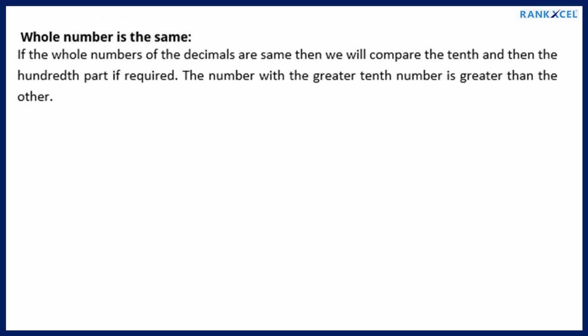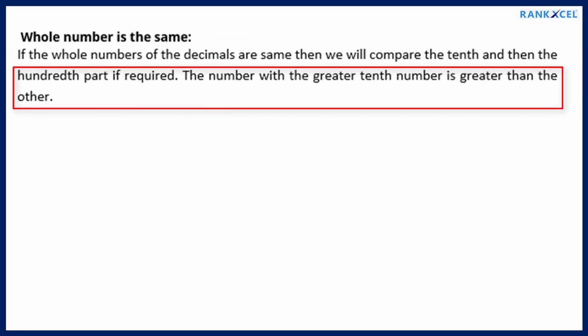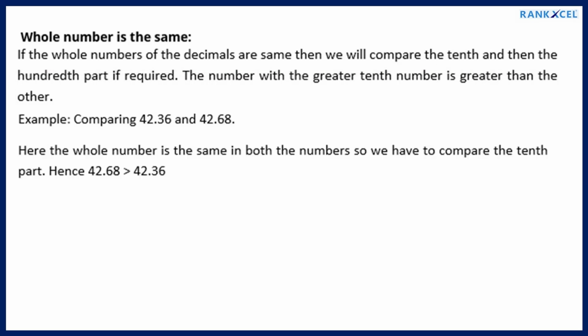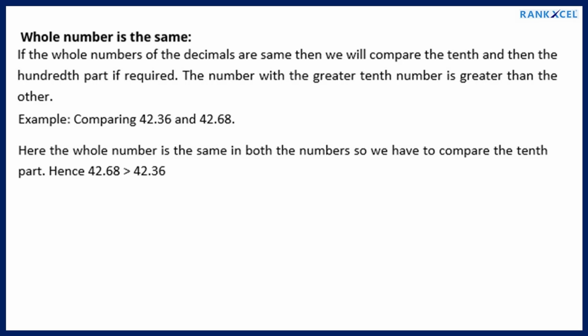Whole number is the same. If the whole numbers of the decimals are the same, then we will compare the tenth and then the hundredth part if required. The number with the greater tenth number is greater than the other. Example, comparing 42.36 and 42.68. Here the whole number is the same in both numbers, so we have to compare the tenth part. Hence 42.68 is greater than 42.36.